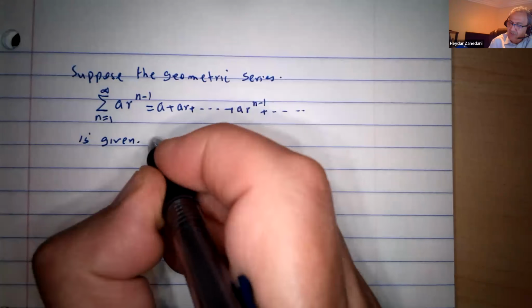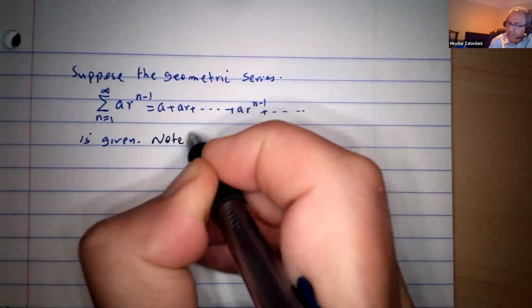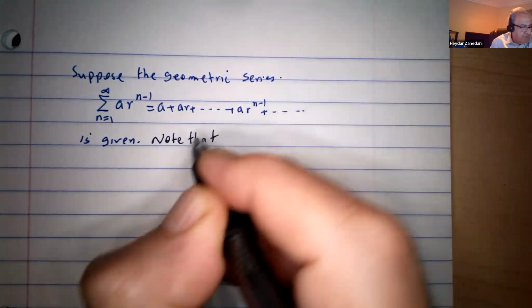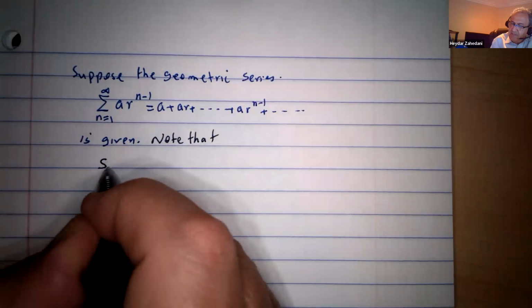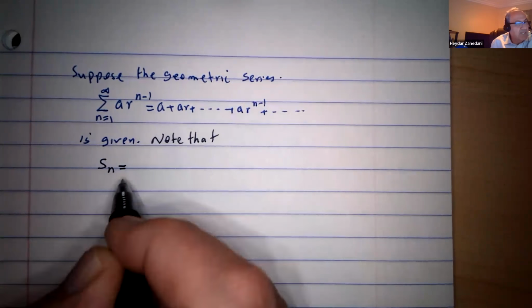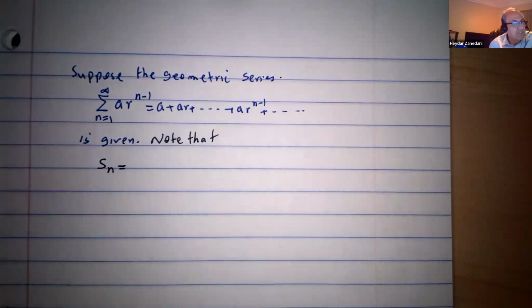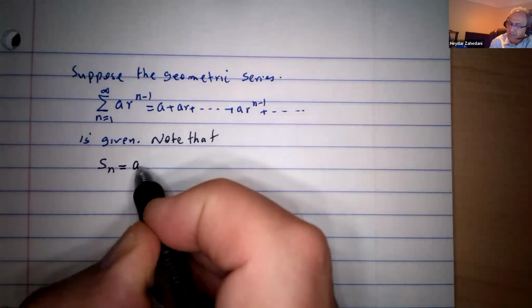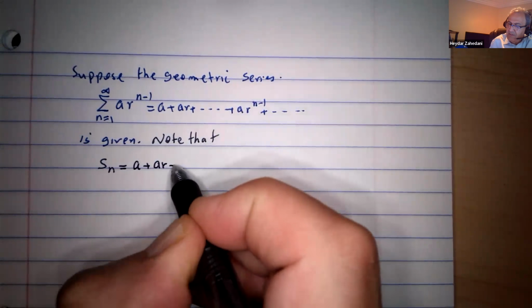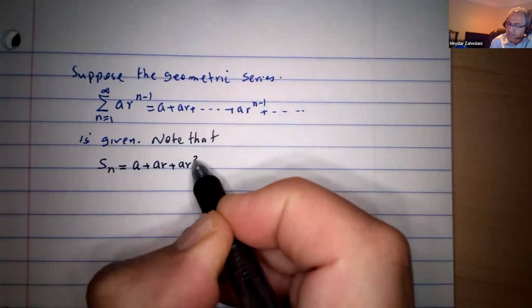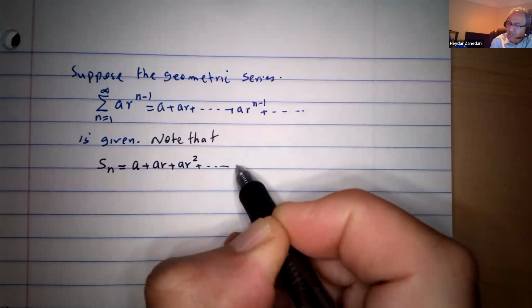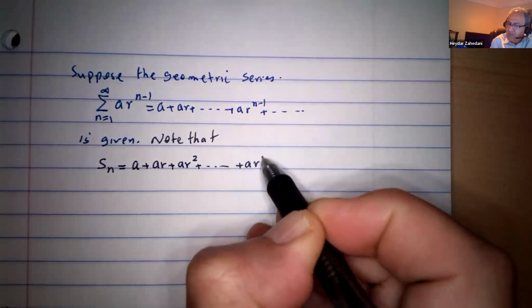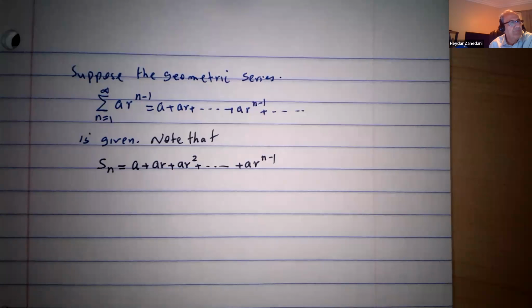Okay, so there you are. Take the SN. Remember, the SN is a sum, but we stop somewhere. We stop at the n-th term. So it's going to be a plus ar plus ar squared, taking you to ar to the n minus 1. That's the SN.